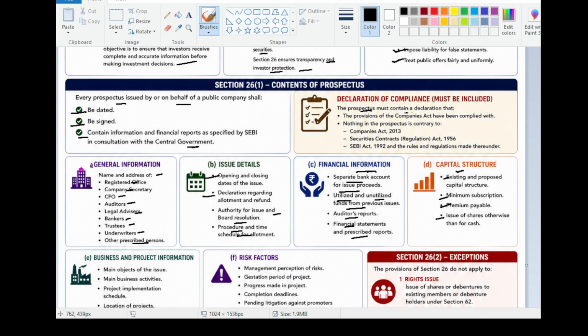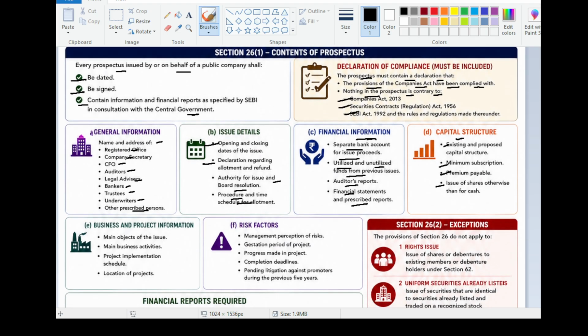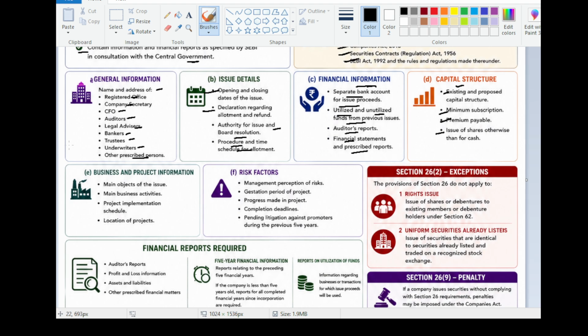Here a declaration is very important. The prospectus must contain a declaration that the provisions of the Companies Act have been complied with, and that nothing in the prospectus is contrary to the Companies Act 2013, the Securities Contracts Regulation Act 1956, and the SEBI Act 1992, and the rules and regulations made thereunder. Okay. After that, business and project information: main objective of the issue, main business activities, project implementation schedule and locations of those projects.